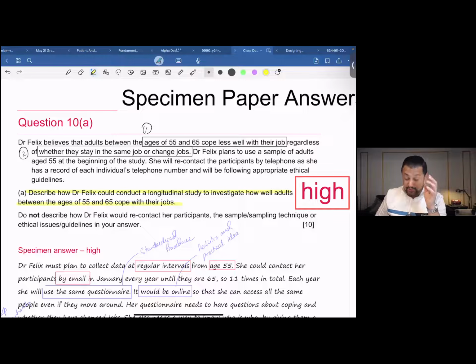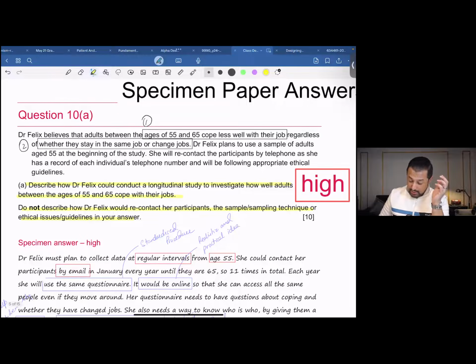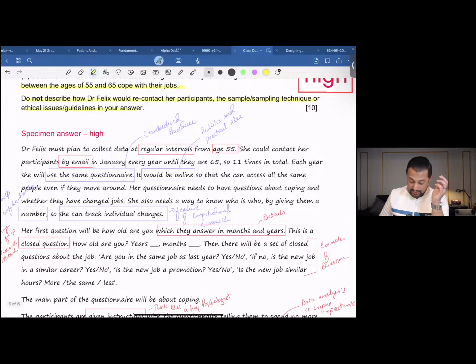Adults between the ages of 55 and 65 cope with their jobs. The additional part as well: do not describe how Dr. Felix would recontact a participant, sampling technique, or ethical issues guidelines in your answer. To begin with, the specimen response.